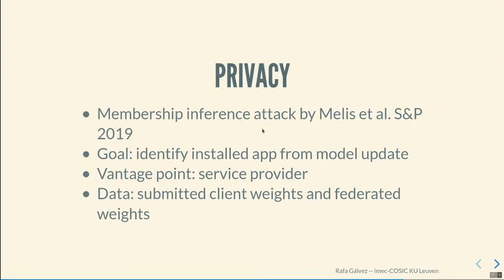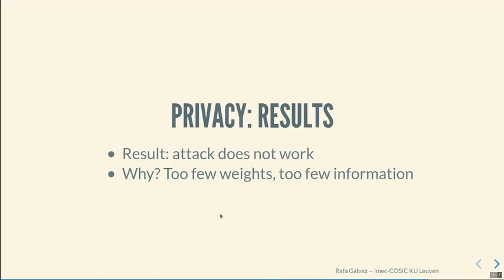Finally, to evaluate privacy, we adapt and implement the membership inference attack presented by Melis et al. in 2019 at S&P. The goal is to identify which apps users install in a specific round by isolating the contribution of a specific model update in that round. So it will isolate the contribution and try to see if that contribution matches what the adversary can train with one single app. So the vantage point is the service provider, and the data is the submitted client weights and the federated weights. What we see is that the attack just doesn't work. Why? Because there are too few weights, too little information.